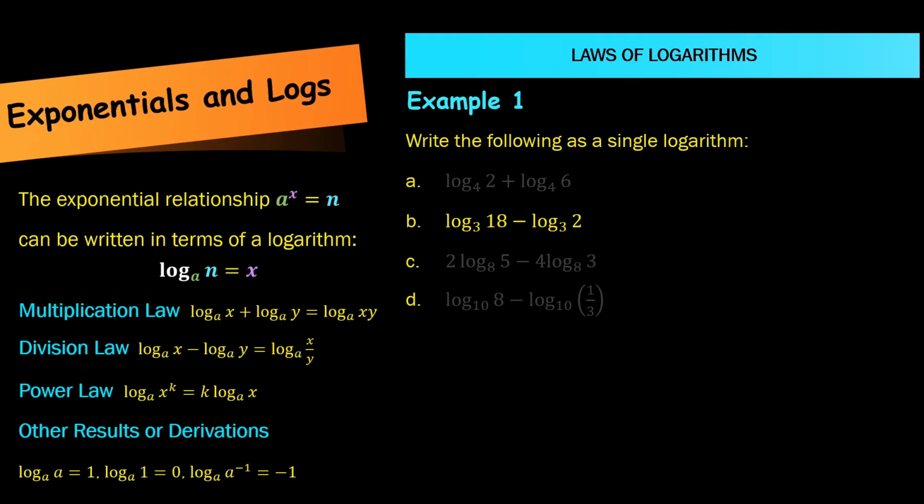Now let's have a go at 1 part B. We are required to write log 18 base 3 minus log 2 base 3 as a single logarithm. Let's solve this.